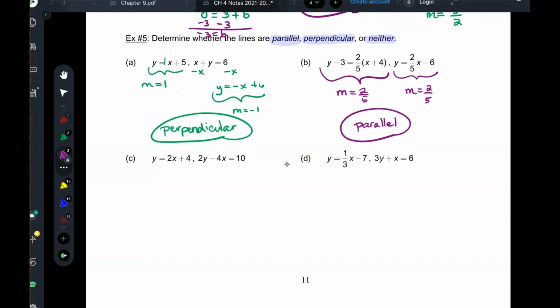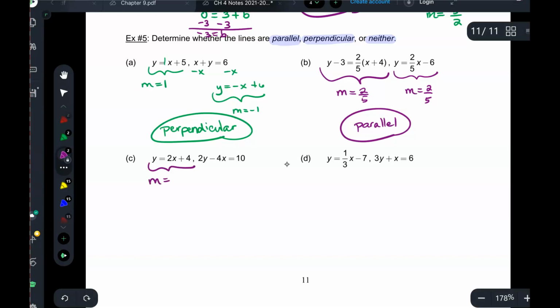Okay, we got the first line here. It's parallel because this has a slope of 2. This one is not in slope intercept form. So neither? Well, no, it's parallel. You think parallel? No, it's perpendicular. No, it's neither, right? No, it's parallel because you add 4 to both sides, then you divide by 2. 4 divided by 2 is 2, so it's 2x. Divide by 2, y equals 2x.